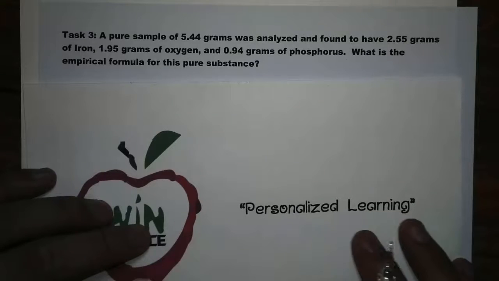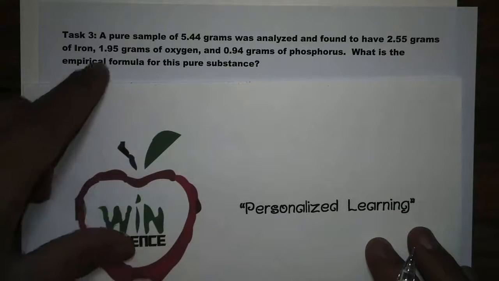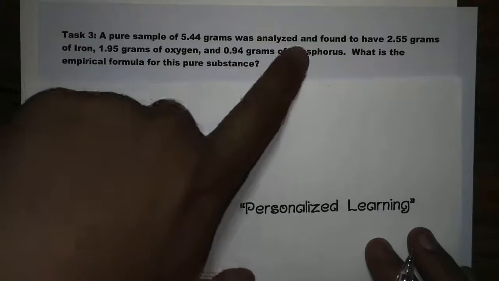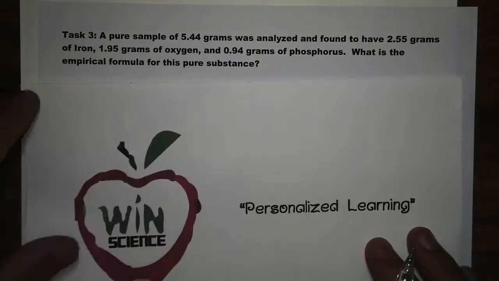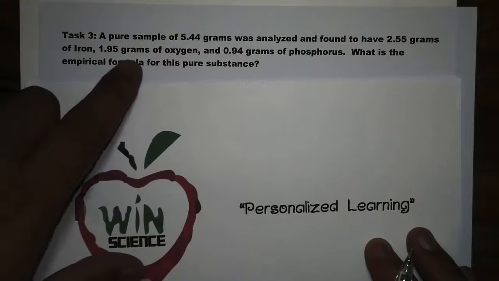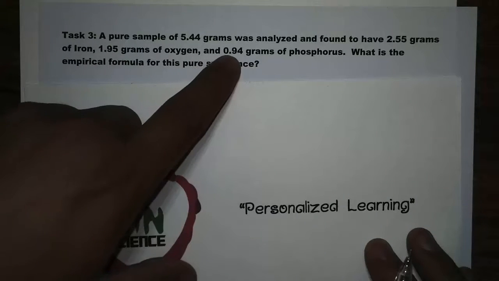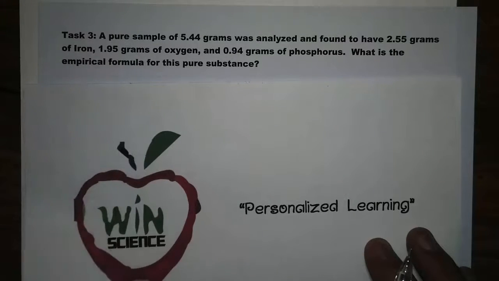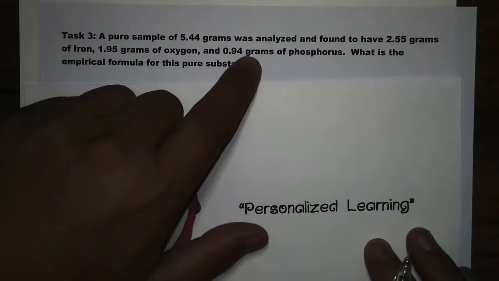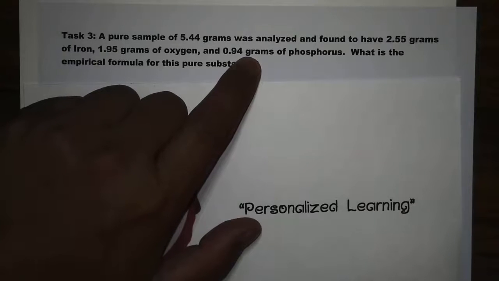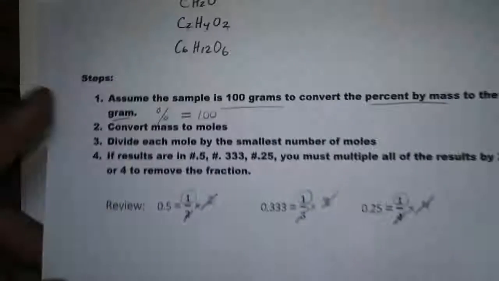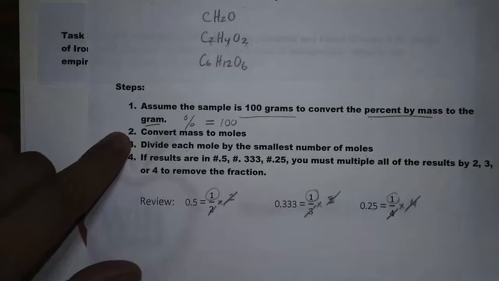Now let's try a more complicated problem. In this case, I have a sample of 5.44 grams that was analyzed and found to have 2.5 grams of iron, 1.95 grams of oxygen and 0.94 grams of phosphorus. What is the empirical formula for this pure substance? First of all, we are not given percentages, but even better, we are given masses. So we don't have to assume the sample is 100 grams because we are given mass already. So what we have to do is go straight to step 2 and convert our mass to moles.